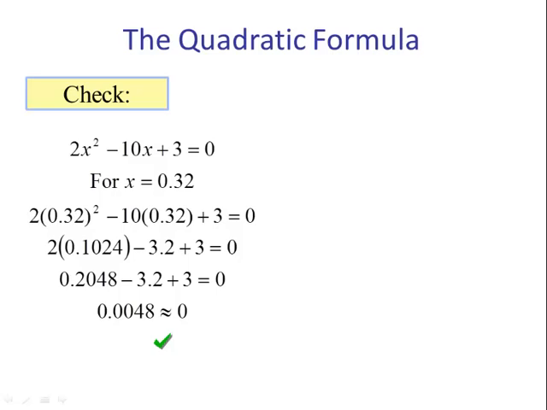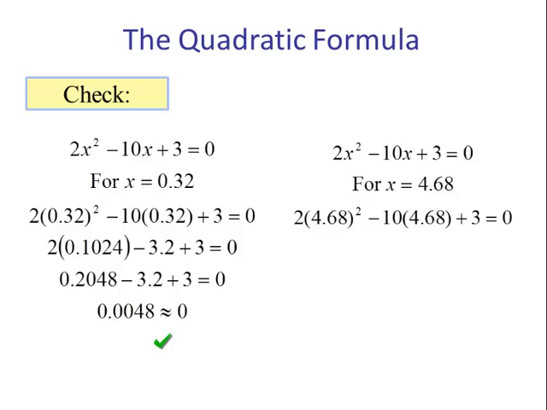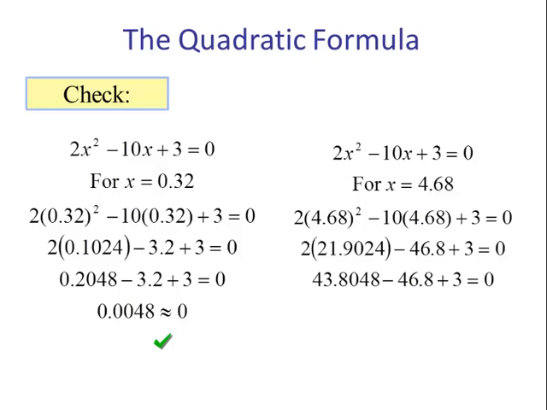It checks. For the other solution, we take 2 times 4.68 squared minus 10 times 4.68 plus 3. This should be approximately equal to 0. Square first, then multiply, then subtract, and then finally add, and we get the same value, 0.0048, which is approximately equal to 0. It checks.